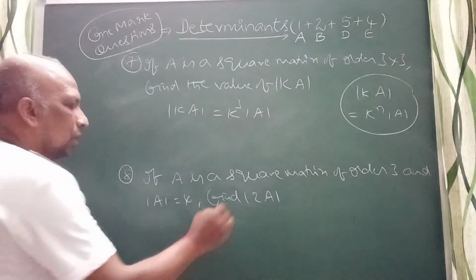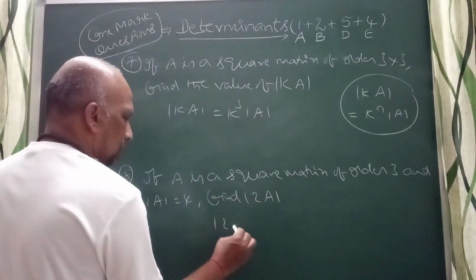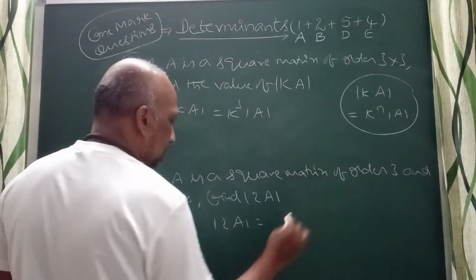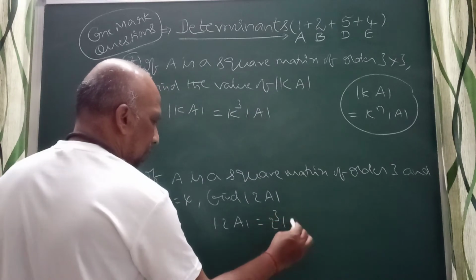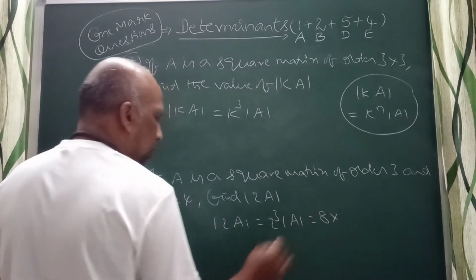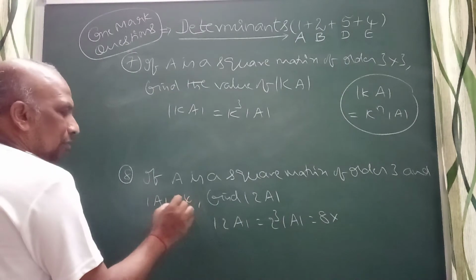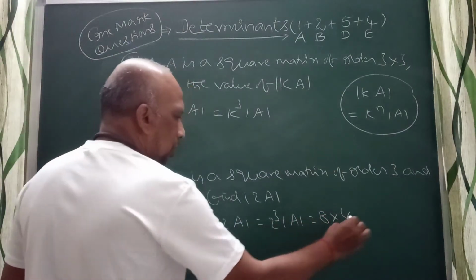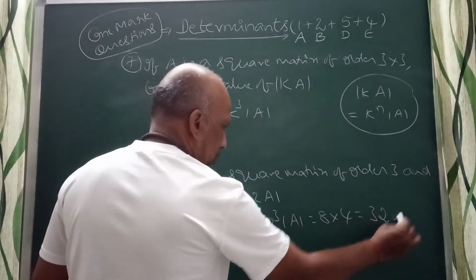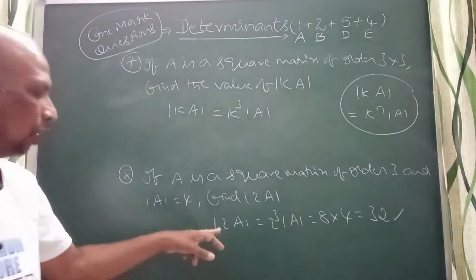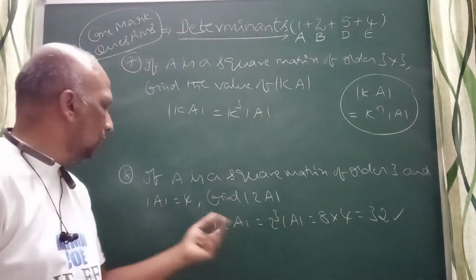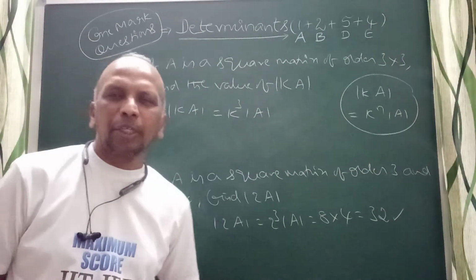Coming to here, you can see, find delta of 2A they are asking. So A is of order 3, you will get 2 cube into delta A. So 8 into delta A, which is given as 4. 2 cube is 8, into 4, 32. You can use it like this: delta of 2A is 2 cube into delta A. So delta A is 4, 8 into 4, 32 is your answer.